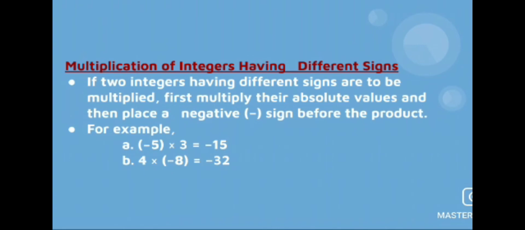Next, 4 into minus 8. 4 8s are 32. So here we have alternative signs. So you have to include a negative sign before the product 32. So the answer is minus 32.